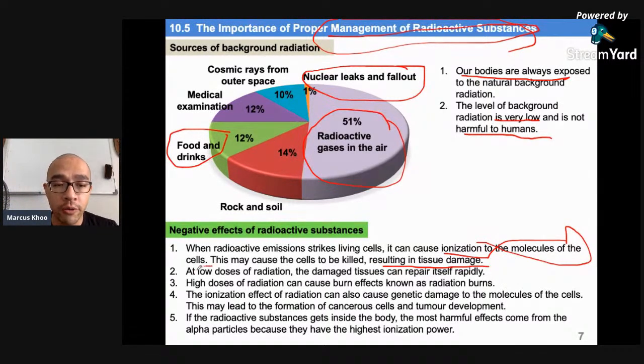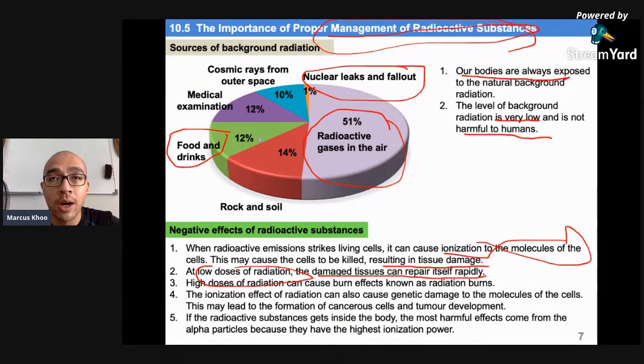If we have a low dose of radiation, our damaged tissues can repair themselves rapidly, which is why even though we have all these radioactive sources from many different sources, rock and soil, outer space, all this we cannot help, except maybe medical examination. The rest we cannot do anything about. We can't say, oh, stop sun, don't come into the earth because I don't want the radioactivity. That's nonsense. We cannot stop the background radiation, but because the radiation doses are very low, whatever tissues are damaged can repair themselves rapidly.